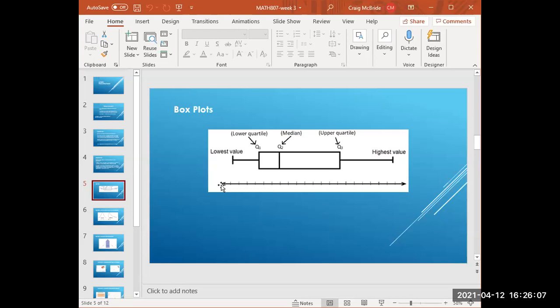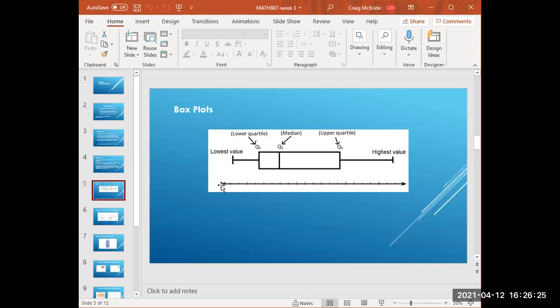And if you cut your data into quarters, right, quartiles, the lower quartile is the first 25%. The second quartile would be 50%, so there's your median. The third quartile would be 75%. And then, of course, the lowest and highest, those are just your mins and maxes.